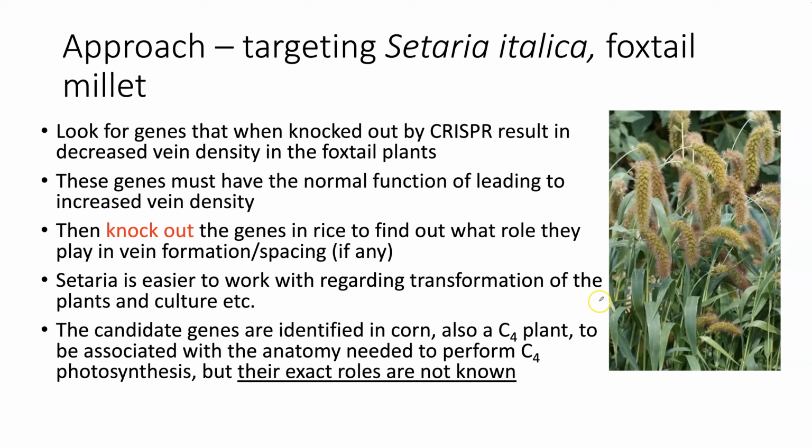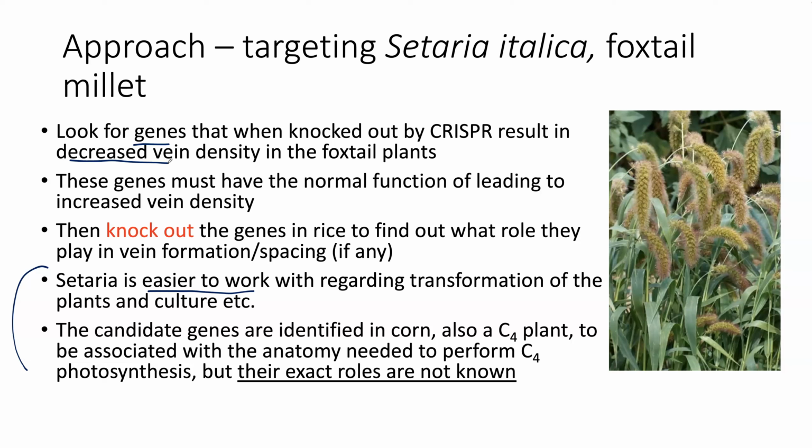And we're using basically this plant rather than rice because there's a couple of reasons. One is it's easier to work with. When you're transforming the plants and then you're culturing them and so on, it's easier to do that. It's a close relative of rice, and it also already does C4 photosynthesis. And so therefore, we're working with this organism, but we're going to try to find genes that when we knock out those genes, you get a decreased vein density in the foxtail plants.